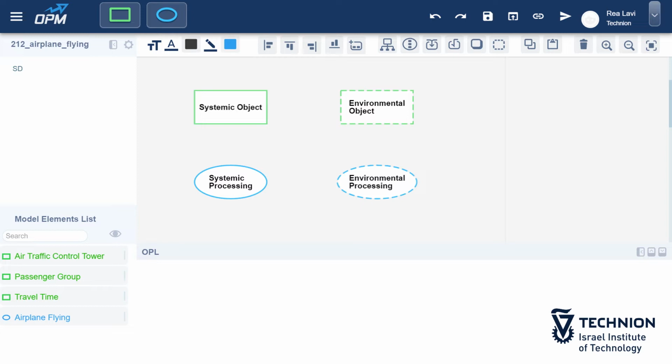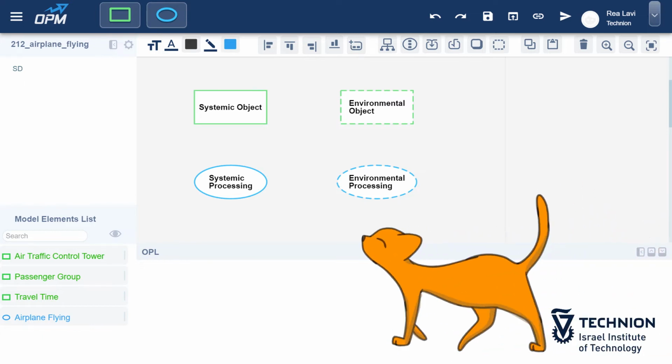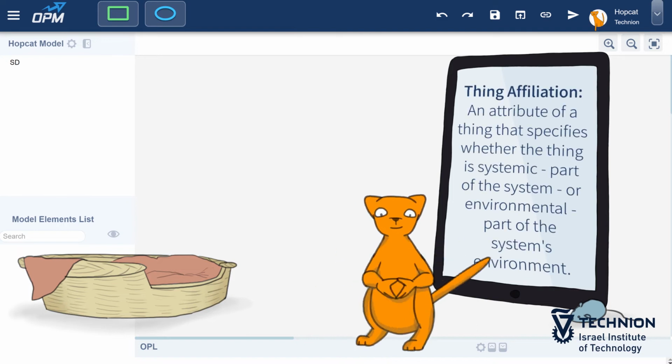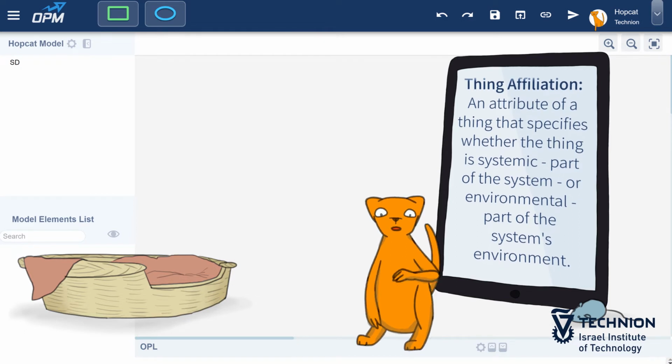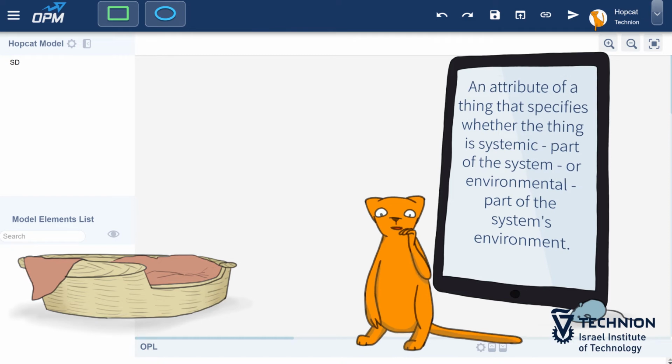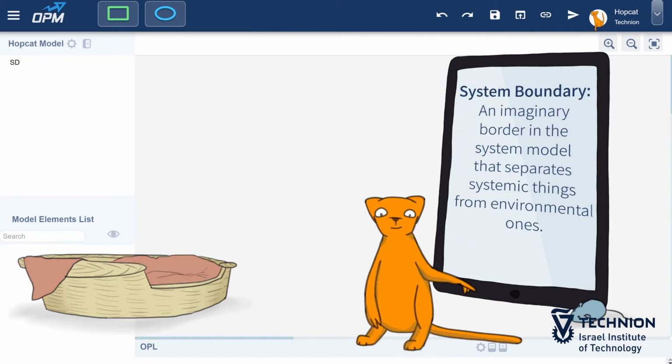with environmental affiliation. Here comes cute Hopcat to help us nail down a couple of definitions. Thing affiliation: an attribute of a thing that specifies whether the thing is systemic, part of the system, or environmental, part of the system's environment. System boundary: an imaginary border in the system model that separates systemic things from environmental ones.